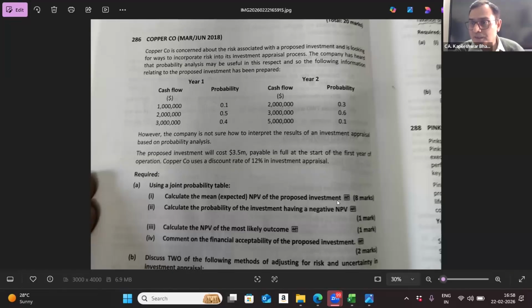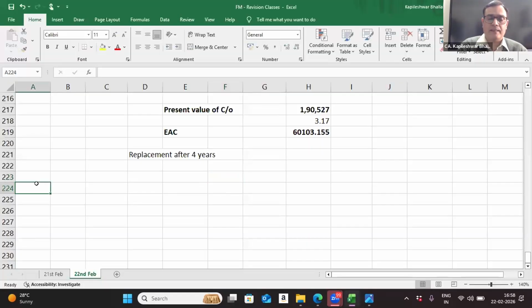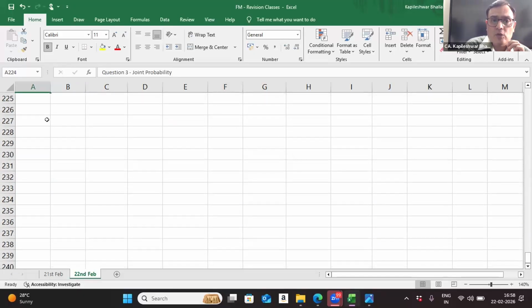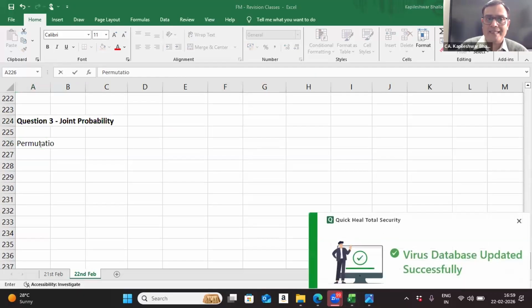Let's begin with the inputs then. So we'll first organize the input. So this is my next question, question number 3 for the day, which is based on the concept of a joint probability. So let's first organize all the permutations and combinations.